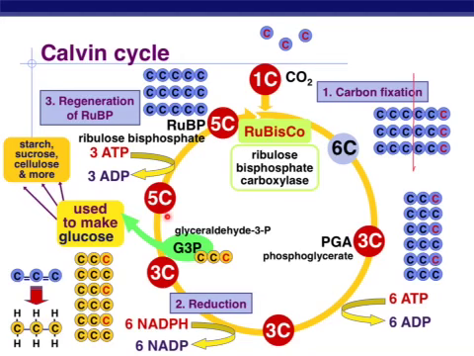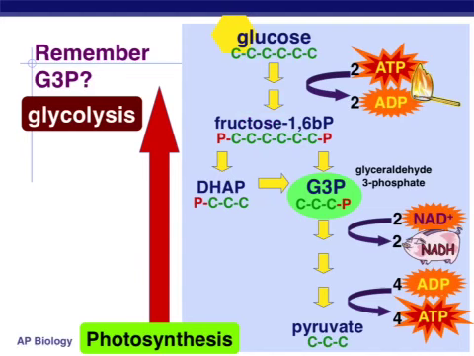Glyceraldehyde 3-phosphate is then going to be removed from the cycle and sent wherever else to make glucose, and we're going to regenerate ribulose bisphosphate, that intermediate that we start off with, using 3 molecules of ATP, and the cycle will repeat itself. Okay, so like I said, same G3P that we used in glycolysis.